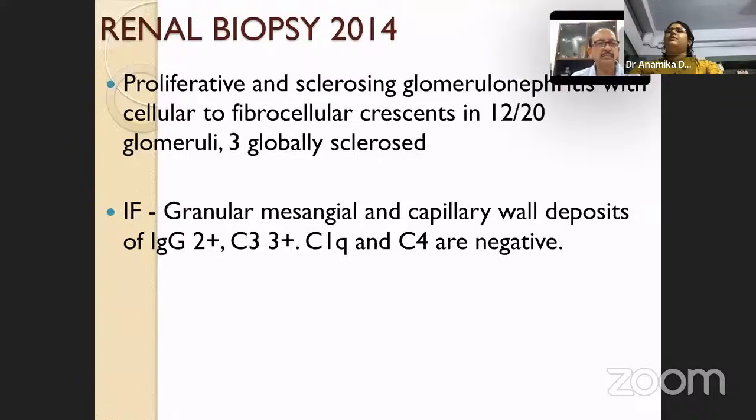In view of the clinical features and the investigations, she underwent a renal biopsy at that time, which had shown a proliferative and sclerosing glomerulonephritis picture with cellular to fibrocellular crescents in 12 out of 20 glomeruli, and 3 of them were globally sclerosed. IF had shown granular mesangial as well as capillary wall deposits of IgG, which was 2+, predominantly C3, which was 3+, and C1q and C4 were negative.